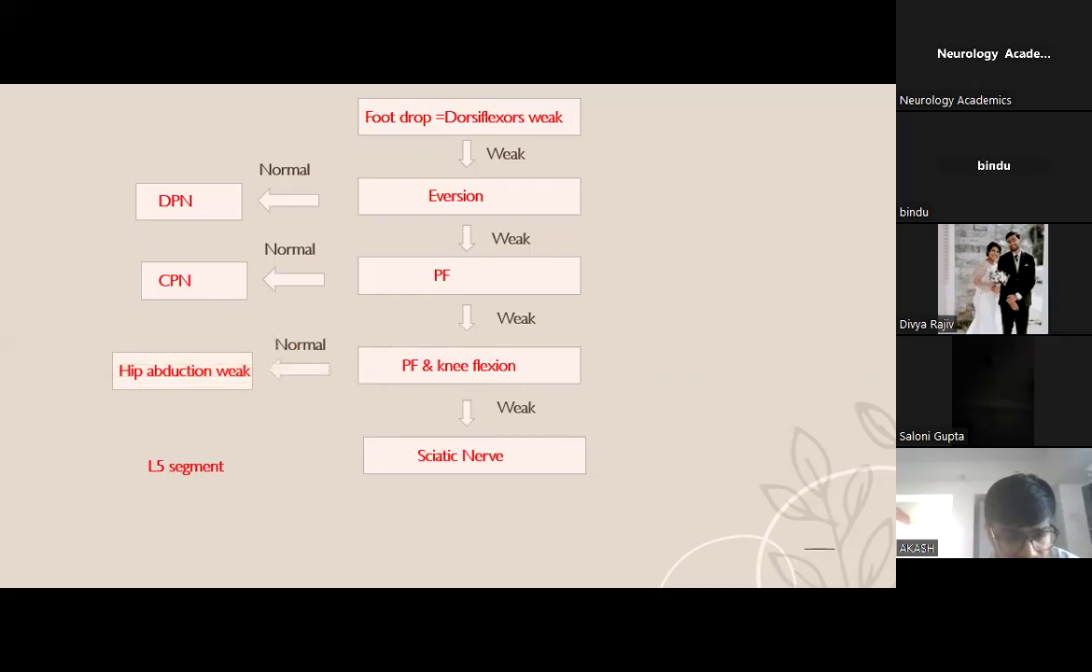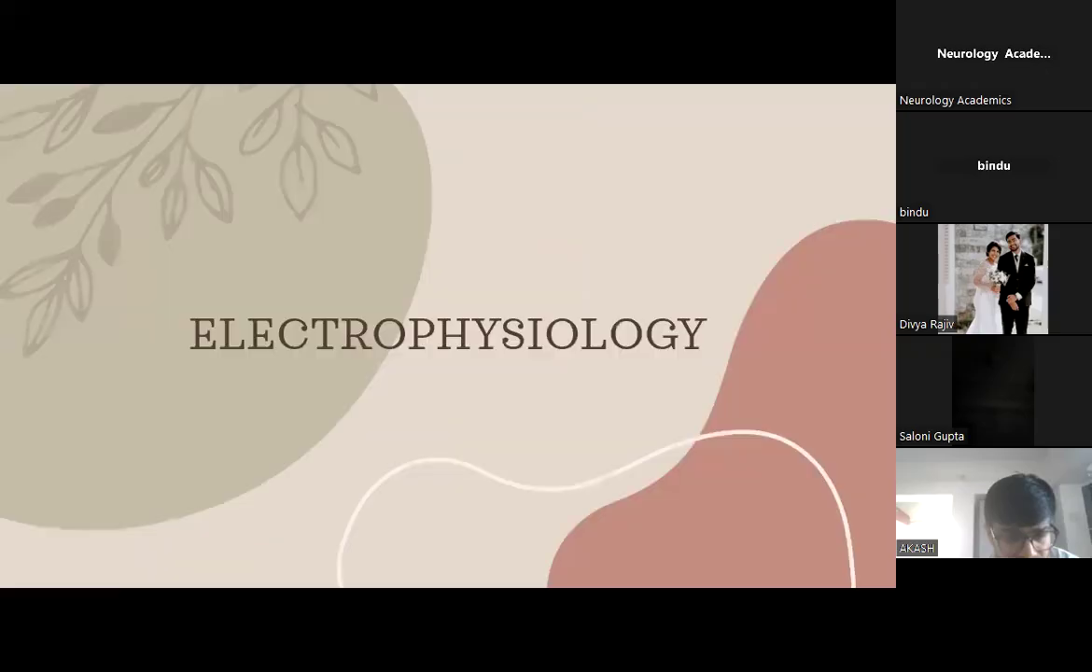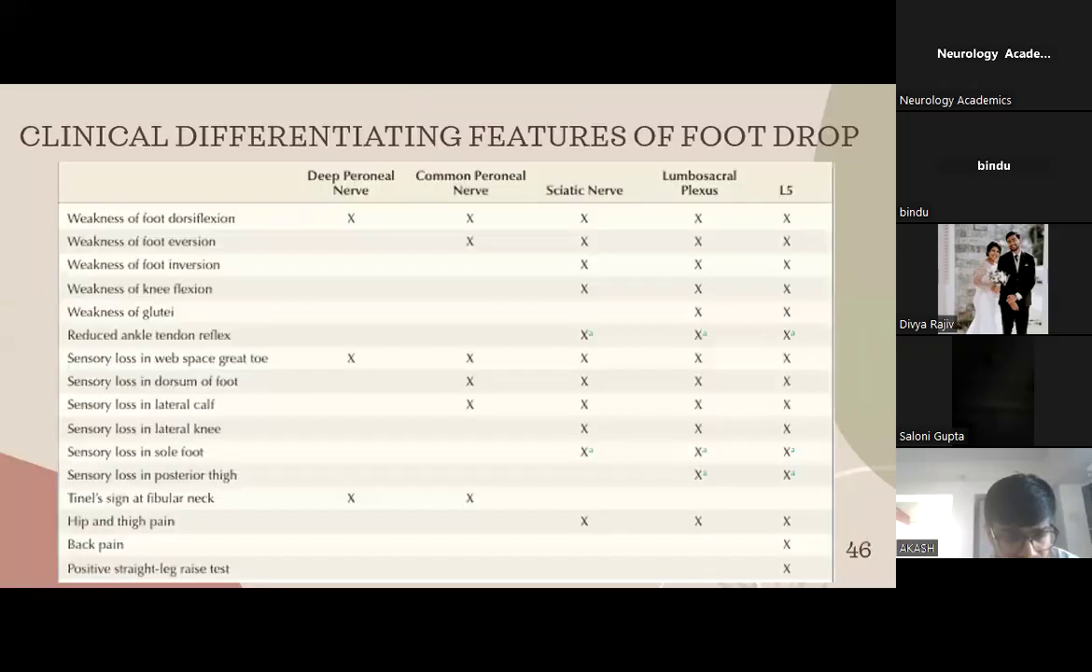If hip abduction is also weak, then we have to think of the L5 segment or root. Coming to electrophysiology, in case of deep peroneal nerve involvement, there will be weakness of foot dorsiflexion, and in case of common peroneal nerve, there will additionally be foot eversion weakness and sensory loss in the dorsum of the foot and lateral calf, because the superficial peroneal nerve supplies the dorsum of the foot and lateral calf.